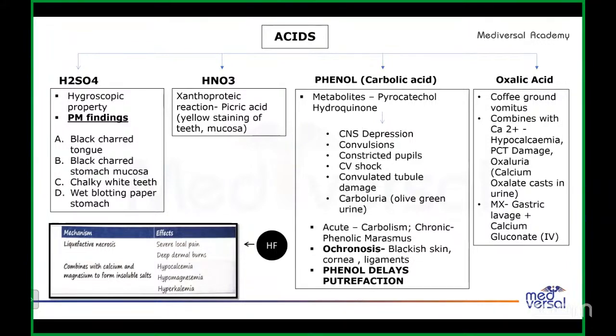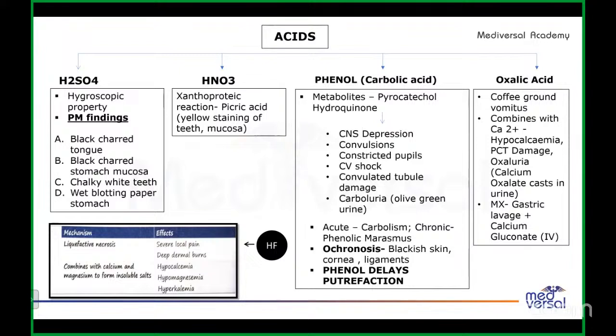So that's something which you can remember. H2SO4 has hygroscopic property. The postmortem findings of H2SO4 have often been asked. You just need to remember H2SO4 makes everything black except the teeth. So the teeth remain chalky white, everything else becomes black. When I come to HNO3, nitric acid is known for the yellowish staining. The yellowish staining is due to xanthoproteic reaction, which leads to the formation of picric acid.